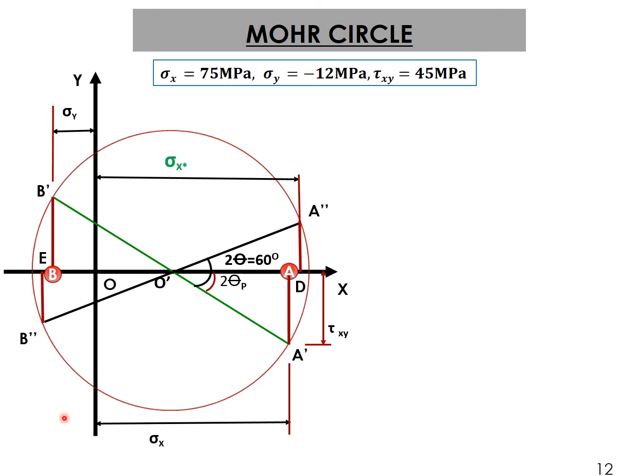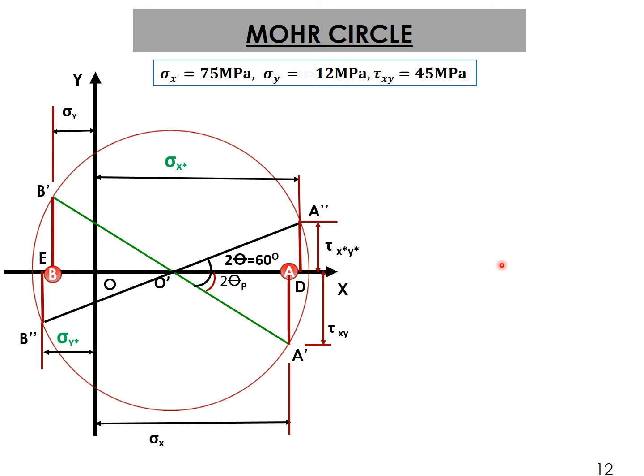Similarly, with reference to the other point on the Mohr circle, you can see point E. It gives you sigma y star. So you have to calculate these values. Then the vertical line A double dash D or B double dash E gives you the shear stress as shown here. Now you have to calculate these stresses from the Mohr circle. So that you can do very easily.